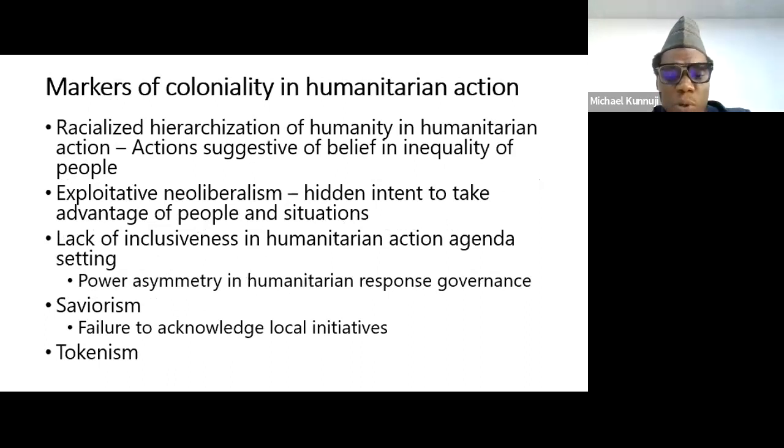So in humanitarian action, what could we say are the markers of coloniality? One, racialized hierarchization of humanity and the belief in the inequality of peoples. Two, exploitative neoliberalism, which advantages the high-income countries of the world. And three, power asymmetry that results from lack of inclusion in humanitarian action agenda setting. Four, saviorism, and finally, tokenism. Next slide, please.